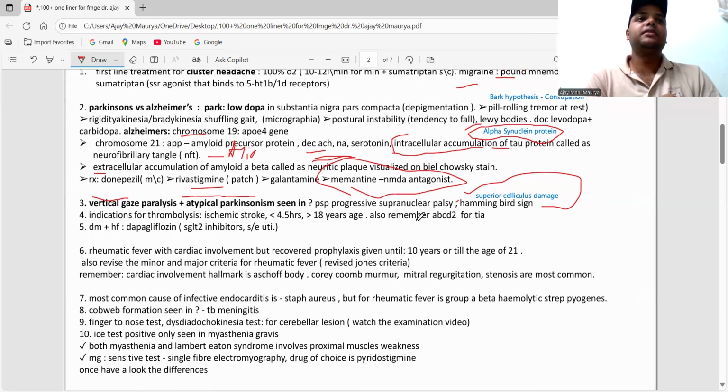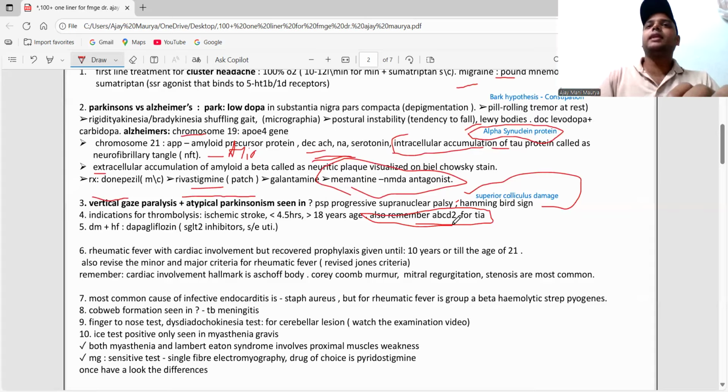Okay. Next one is, what are the indications for thrombolysis in ischemic stroke? It means that if the patient came to you within 4.5 hours, you have to go for thrombolysis, or else you have to do pharmacological management. Also remember the ABCD2 score for the transient ischemic attack. Okay, TIA, please remember.